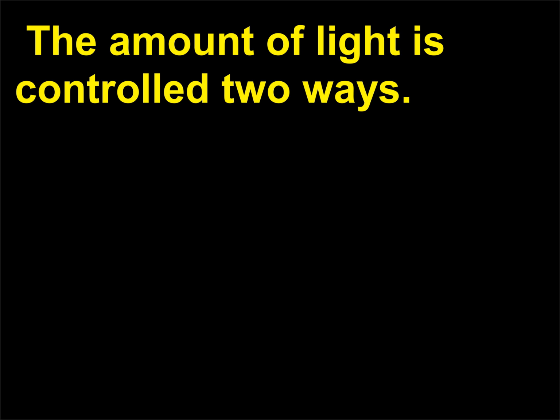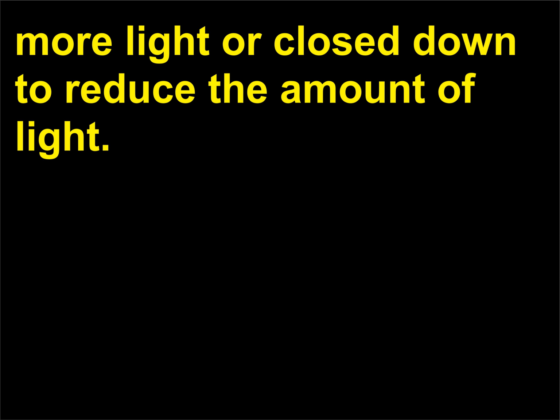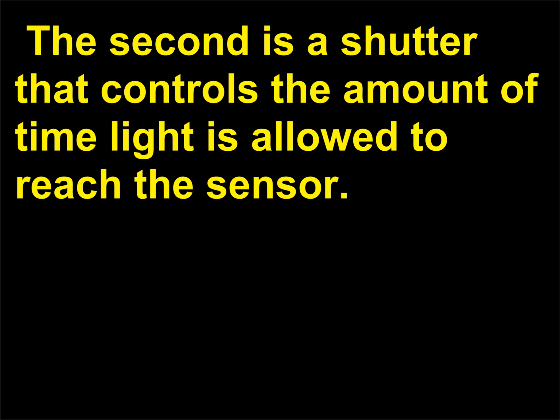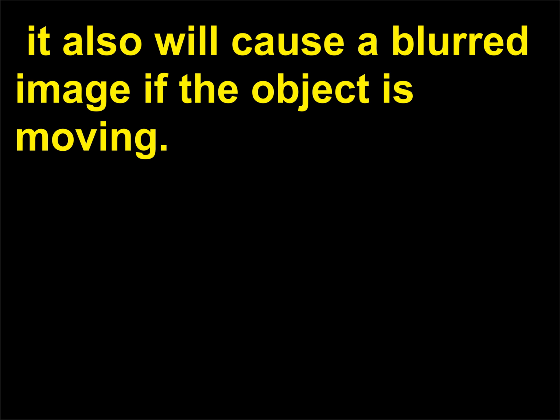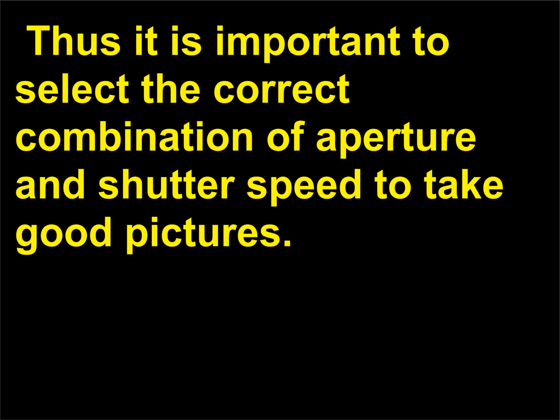The amount of light is controlled two ways. One is to have an aperture that can be opened to admit more light or closed down to reduce the amount of light. The second is a shutter that controls the amount of time light is allowed to reach the sensor. Leaving the sensor exposed for a longer amount of time is needed when the light is dim. It also will cause a blurred image if the object is moving. Thus it is important to select the correct combination of aperture and shutter speed to take good pictures.